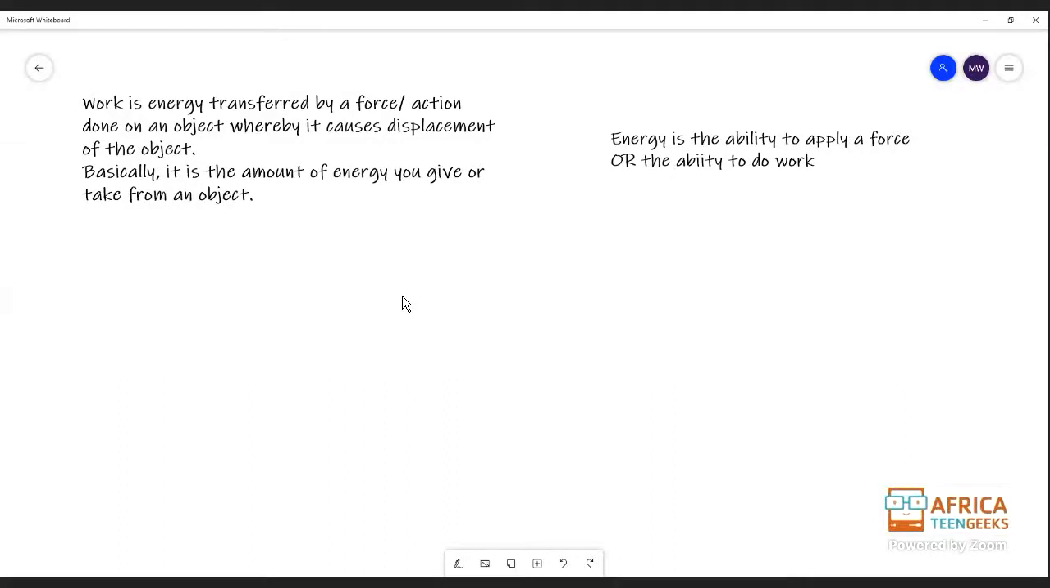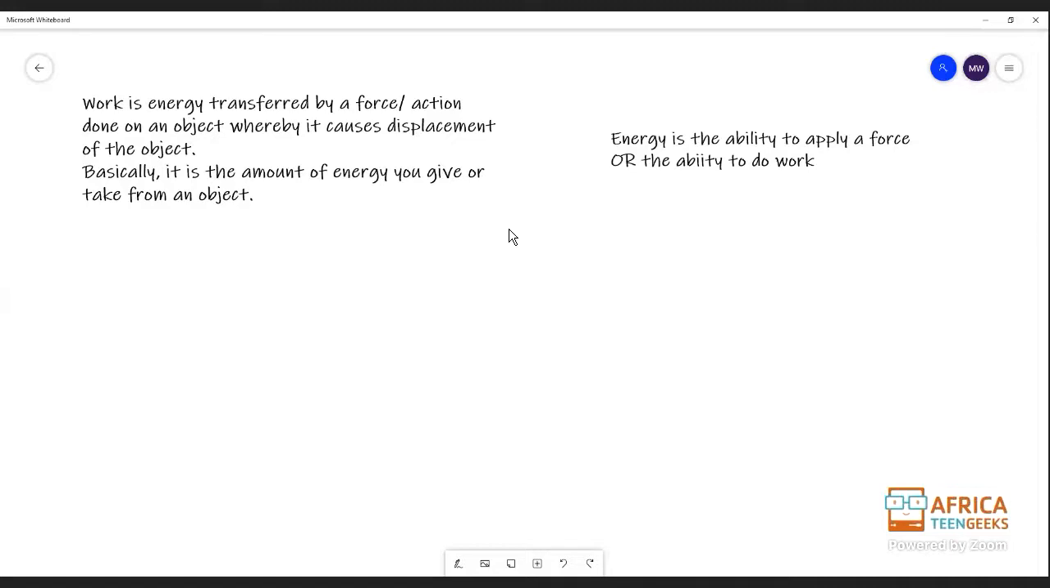So I've written on my whiteboard, because I'm pretty sure you didn't want to see my handwriting for this, how you can phrase what work is and how you can phrase what energy is. Work in layman's terms is basically just the amount of energy that you give or take from an object. And work is energy being transferred by a force of some kind. It is an action done on an object whereby it causes displacement of that object. And energy, on the other hand, is the ability to apply a force, or the ability to do work.